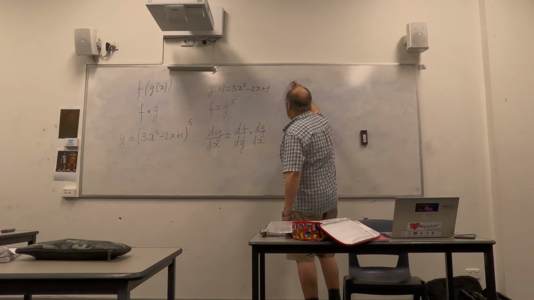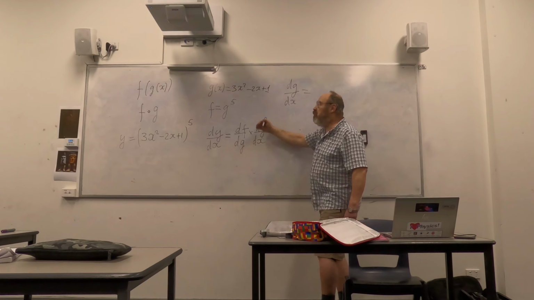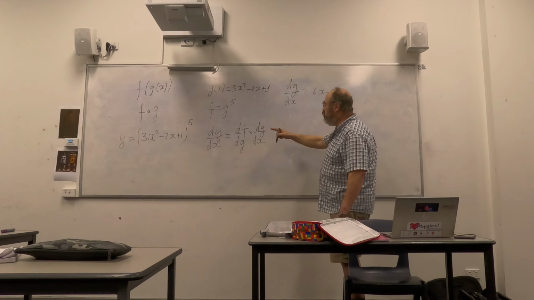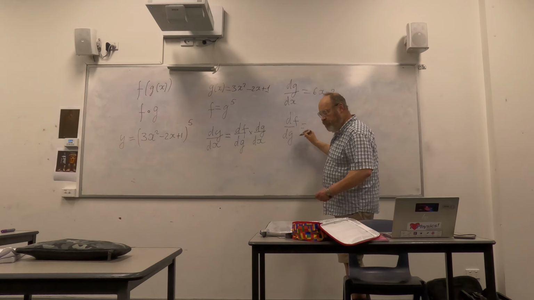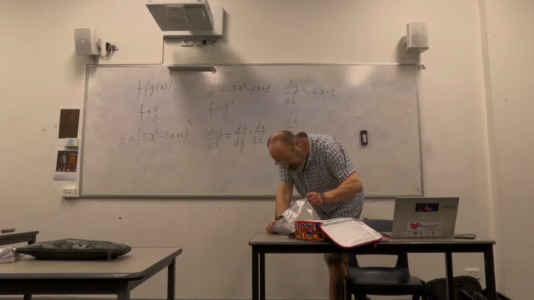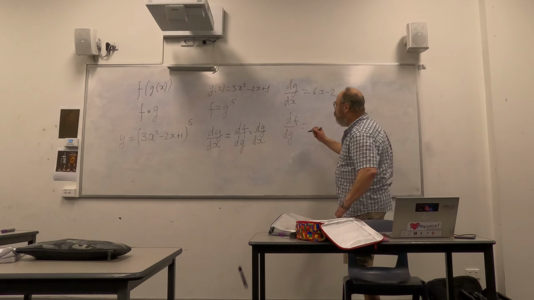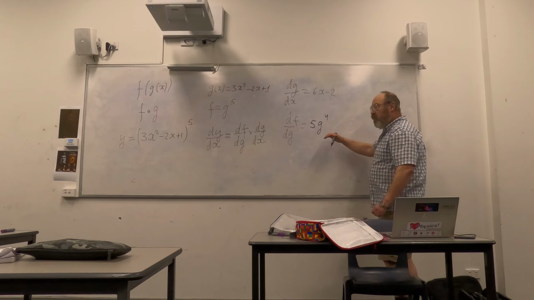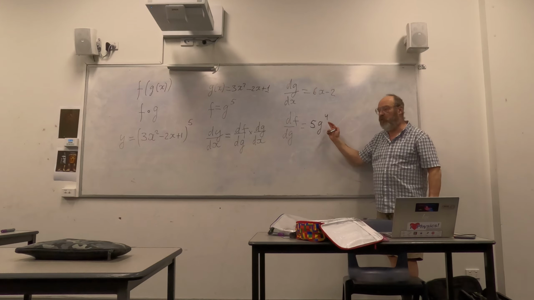What is dg over dx? It is 6x minus 2. What will be the derivative df over dg? It will be equal to 5g in the power of 4. That makes sense? If we differentiate g in the power of 5, we get 5g in the power of 4.